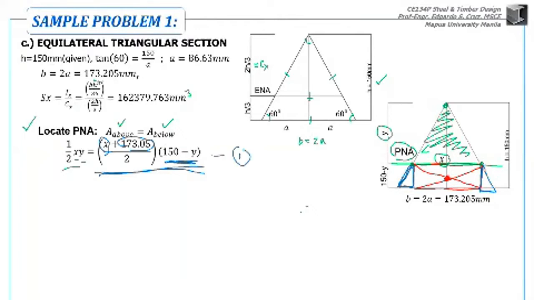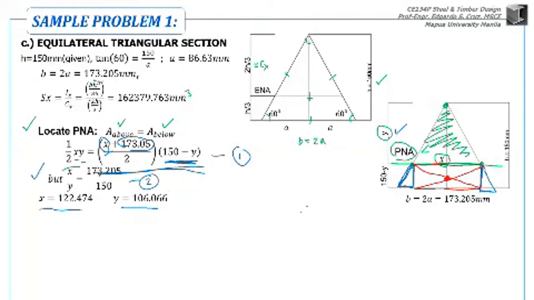So, we have to generate another equation involving x and y para ma-solve natin yung x and y. So, the second equation will come from similar triangle or ratio and proportion. So, x is to y as 173 is to 150. So, ito yung similar triangle or ratio proportion. So, ito yung equation number 2 natin. Okay, so solving simultaneous equation 1 and 2, dito ko na-solve yung x tsaka y. Okay, so pag na-solve ko yung y, that means yun na yung location ng PNA measured from the vertex. Location ng PNA about the vertex.